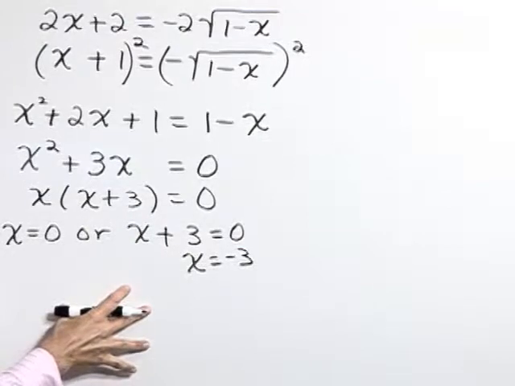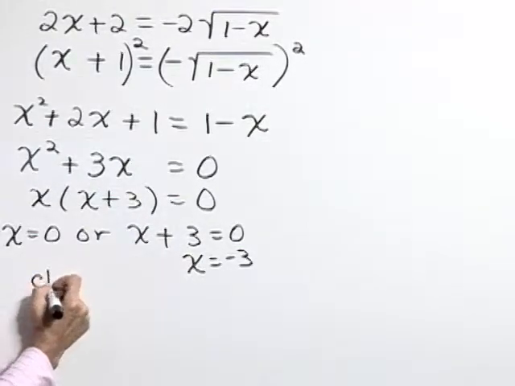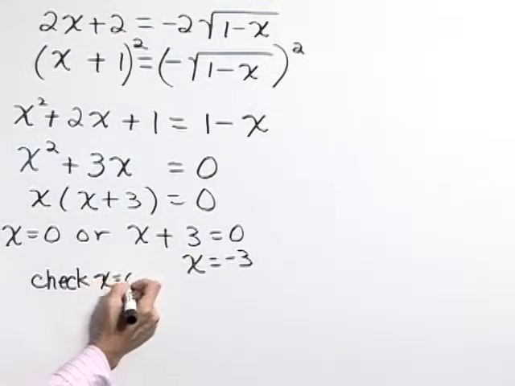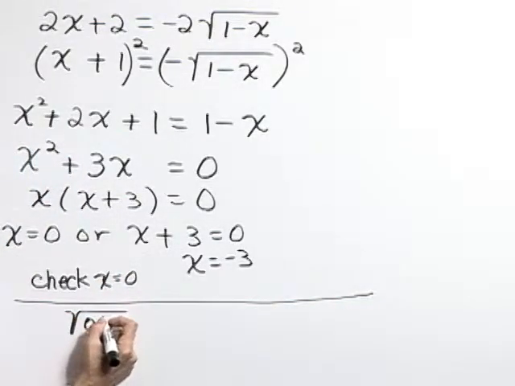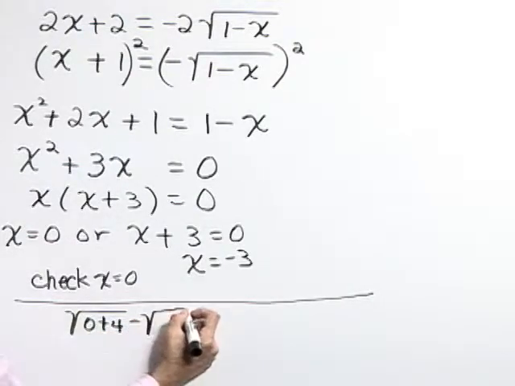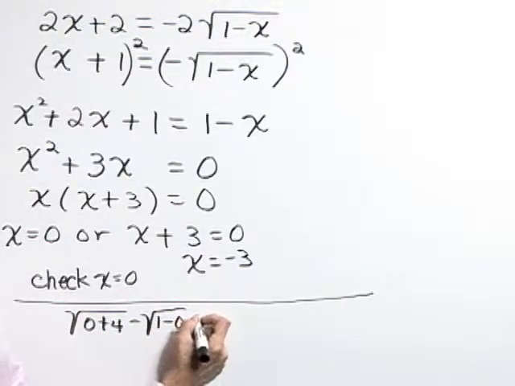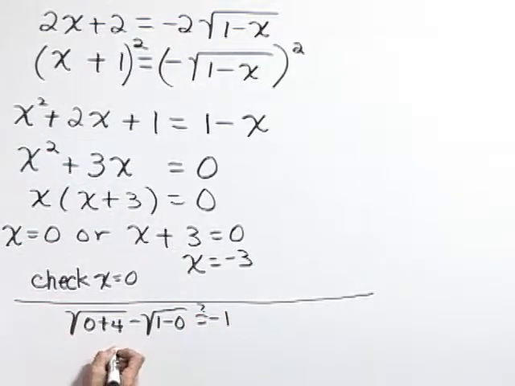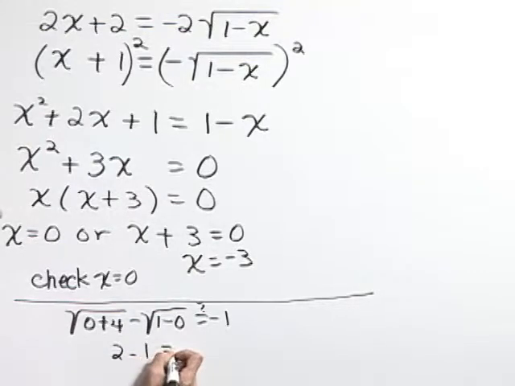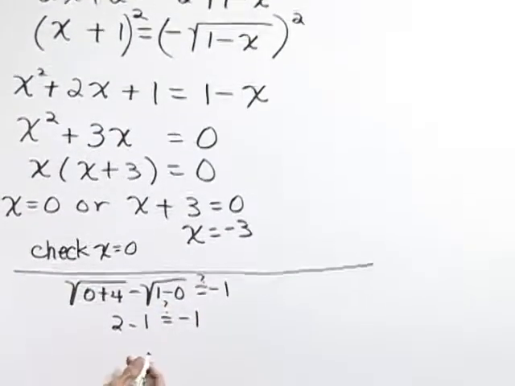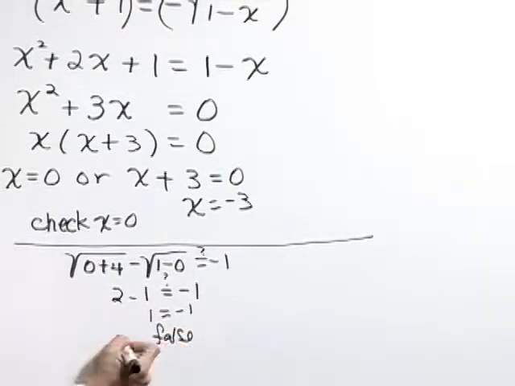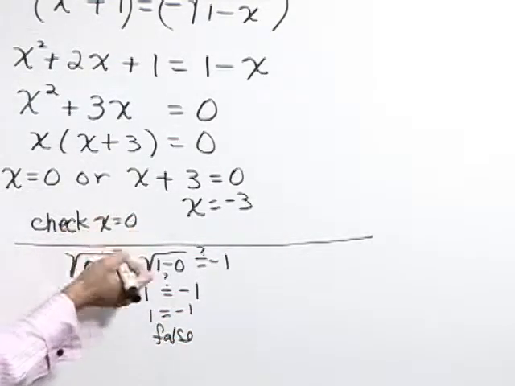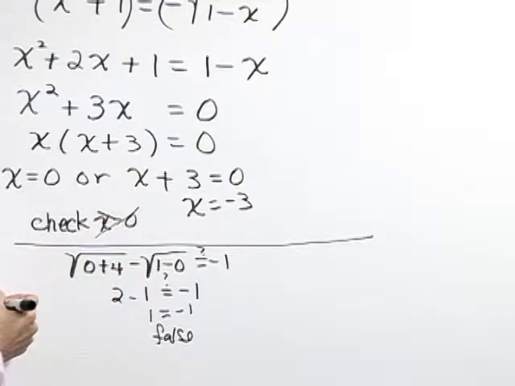Let's check them both in the original equation. So let's check x equals 0. Is the square root of 0 plus 4 minus the square root of 1 minus 0 equal to negative 1? That's the square root of 4, or 2, minus 1 equal negative 1? No. 1 is equal to negative 1. That is false. X equals 0 is not a solution. We're going to reject that one.